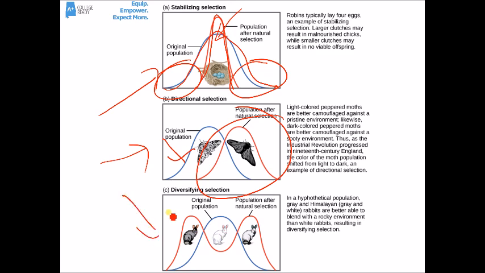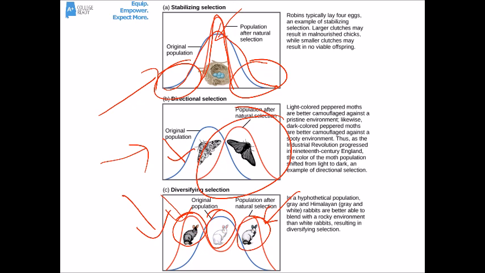So the diversifying or disruptive selection, the last one here, we're looking at some rabbits. The Himalayan rabbit, the gray and white, those are able to blend with rocky environments. Well, let's look at the original population here. The original population was mostly white, with some that were almost a dark gray, and then some that were part white and part gray. In the new environment, these guys could blend in with rocks. So could these. The white ones could not. So those guys were eaten.